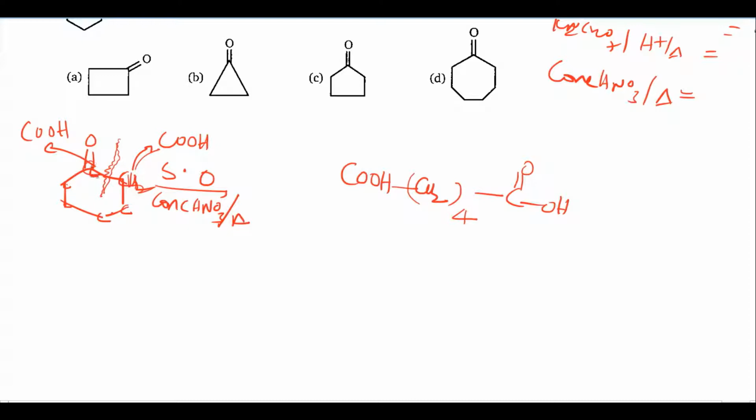So C double bond O is converted to COOH. Anything on strong oxidation is converted to carboxylic acid. Please closely observe, this is strong oxidation. So now after that strong oxidation, you are going to get carboxylic acid.